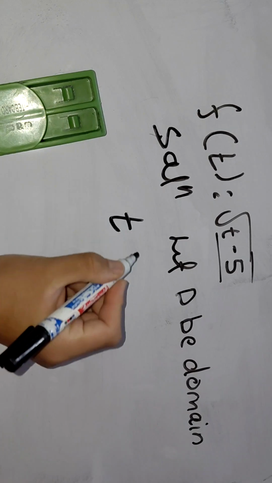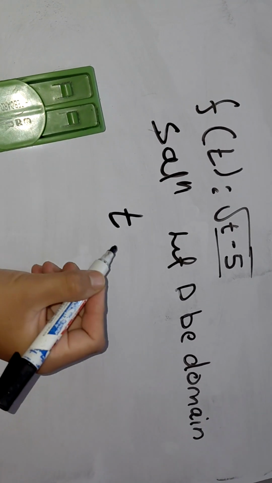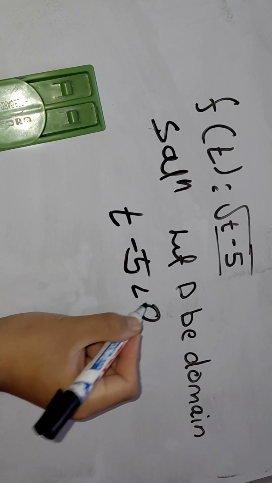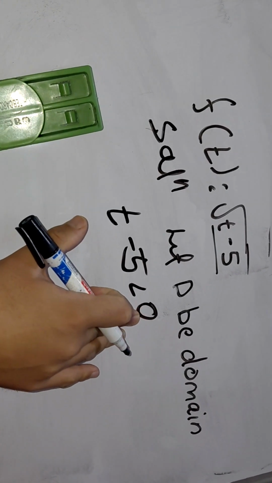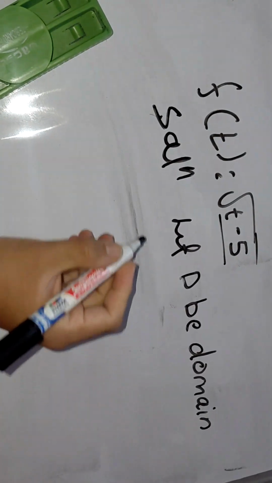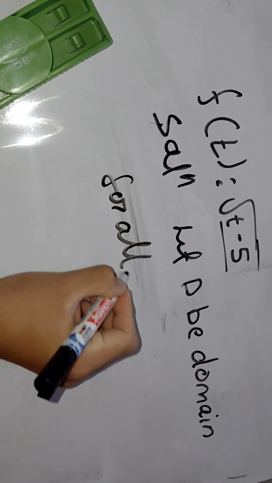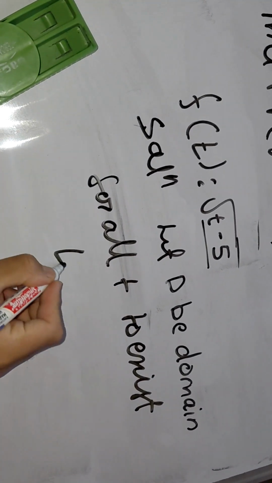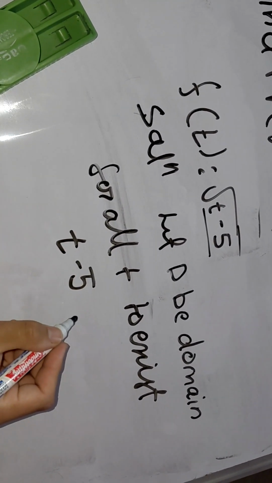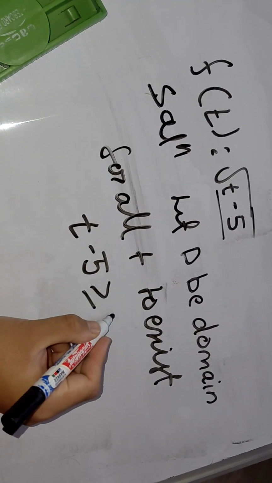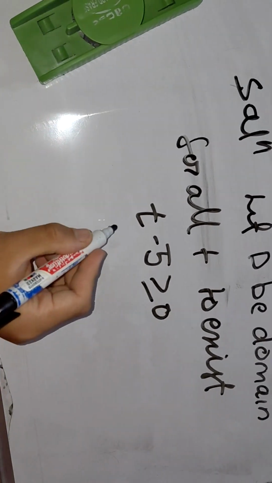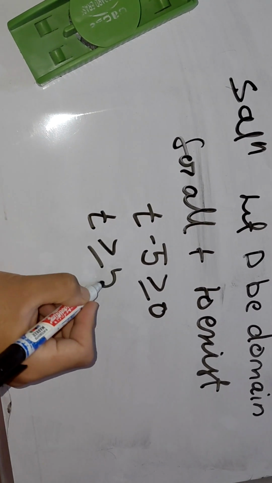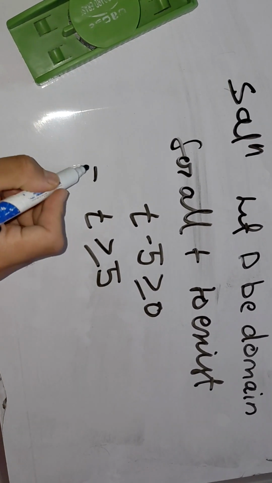Now if any number is less than 0, then there is going to be a negative. If t minus 5 is less than 0, it's going to be a negative number. But for all t to exist, t minus 5 must be greater than or equal to 0, so that the domain exists. Now t minus 5 greater than or equal to 0 gives t greater than or equal to 5, applying the inequality.